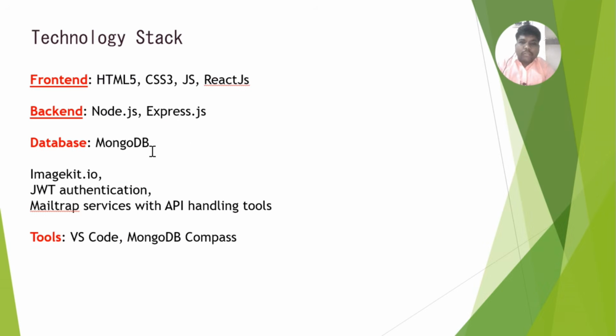The technology stack we used means HTML5, CSS3, JavaScript, and React.js for the front end, Node.js and Express.js for the backend, and MongoDB for the database. These are all the technology stacks I explained in the previous slides. If you have not seen that, please look at it once. We also have tools like ImageKit.io, JWT authentication, and Multer services for API handling. Tools like Visual Studio Code and MongoDB Compass are used for local running.